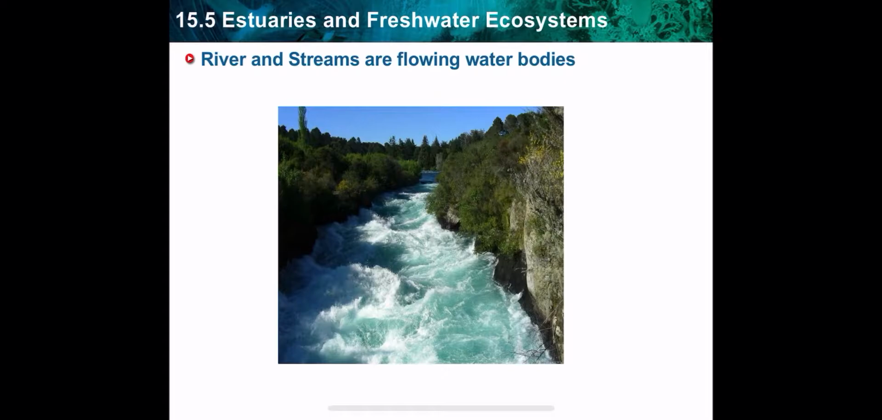And this figure shows you the moving water in rivers or streams. What's the difference between rivers and streams? Streams are narrower and smaller than rivers, but both of them are moving water. They have areas of fast moving water and other areas of slow moving water.